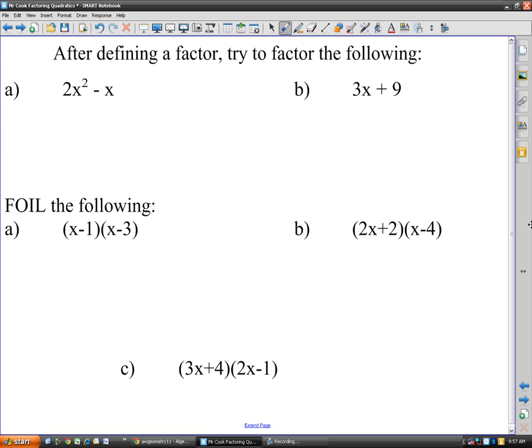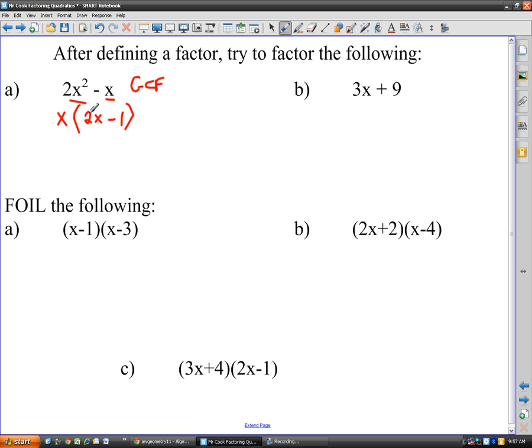So now I want to factor these. The first thing is, what is my greatest common factor? Remember, greatest common factor is the first thing we look for. In this case I have an x squared here and an x there, so I have an x in common. I factor out my greatest common factor of x. What do I multiply x by to get 2x squared? That would have to be 2x. What would I multiply x by to get negative x? That would have to be negative 1.